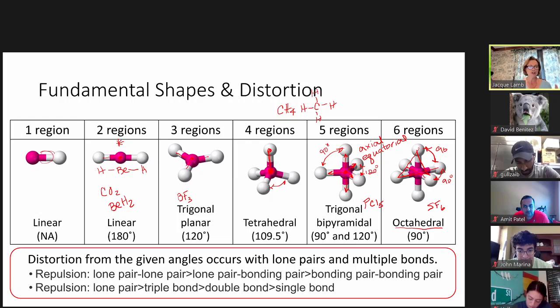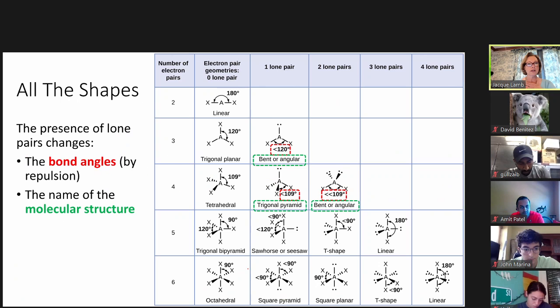And so you end up with all kinds of shape changes. We're going to have to talk about the shape of the molecule, and the shape of the electron domain will always be the same. If you have 2 electron domains, it's linear, 3, it's trigonal planar, 4 electron domains, it's tetrahedral, 5, it's trigonal bipyramid, and 6, it's octahedral. But when you start replacing those with lone pairs, the shape of the molecule will change.